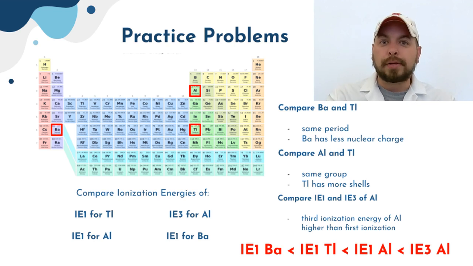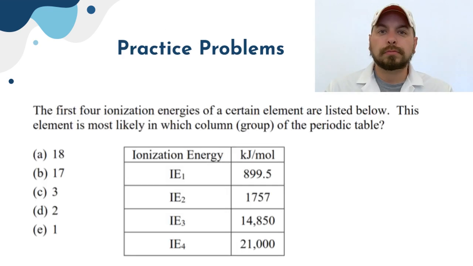And then finally, remember, as you continue to pull more and more electrons away, the ionization energy of each successive electron is going to get greater. The third ionization energy of aluminum is greater than the first ionization energy of aluminum. Therefore, it will be the greatest.